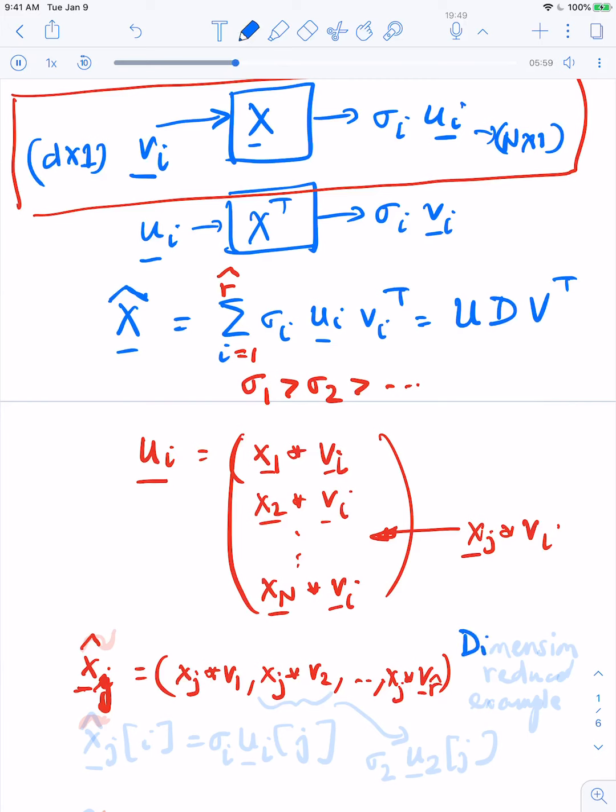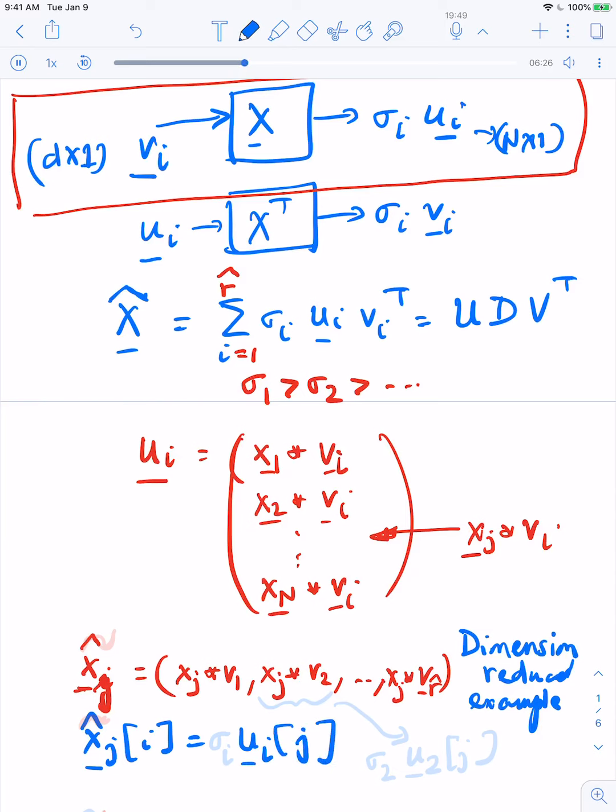This is my dimension reduced example, and so the ith entry of this is the jth entry of the ui vector that you got by doing the projection onto vi, right?